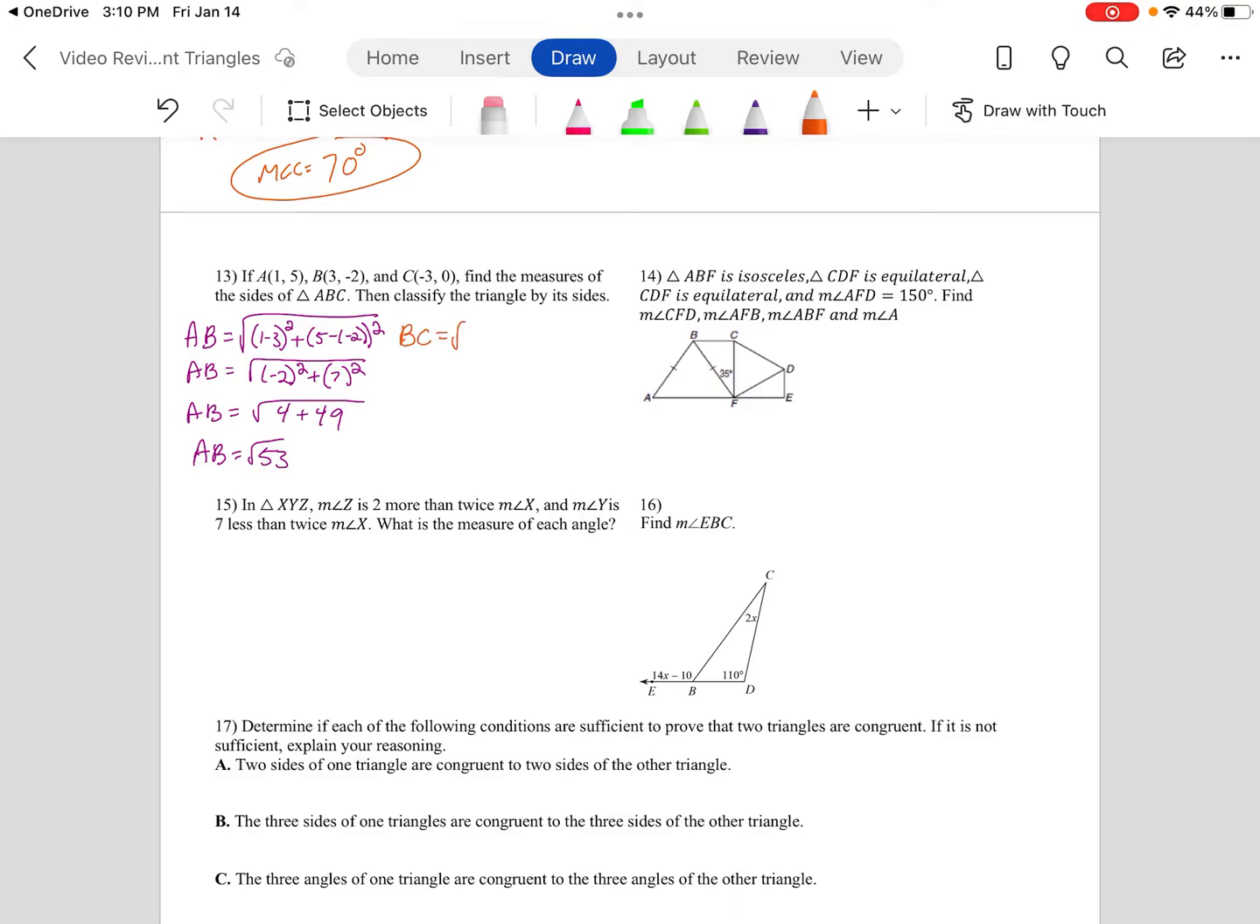Distance from B to C is going to be 3 minus negative 3 squared plus negative 2 minus 0 squared. Distance from B to C is going to be 6 squared plus negative 2 squared. Distance from B to C is going to be 36 plus 4. Distance from B to C is equal to radical 40.